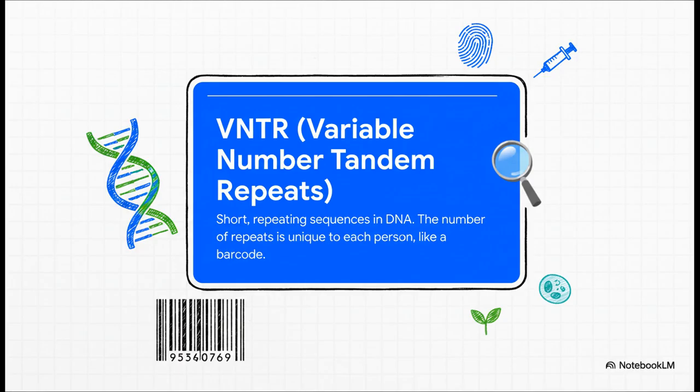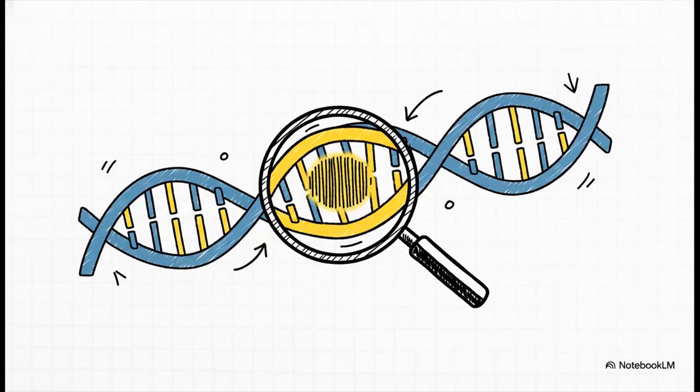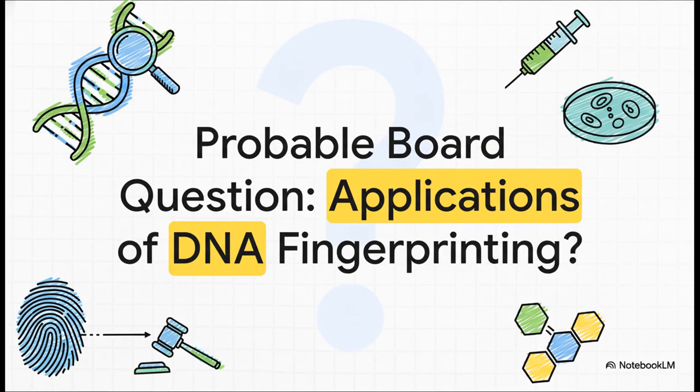These are just small parts of your DNA that repeat over and over, and the number of repeats is unique to you. And you know what's really amazing? 99.9% of the DNA of every human being is exactly the same. It's just that tiny 0.1% difference that makes us all unique. And a big part of that difference is in these VNTRs. It's this tiny fraction that holds the key to identifying anyone. How cool is that?